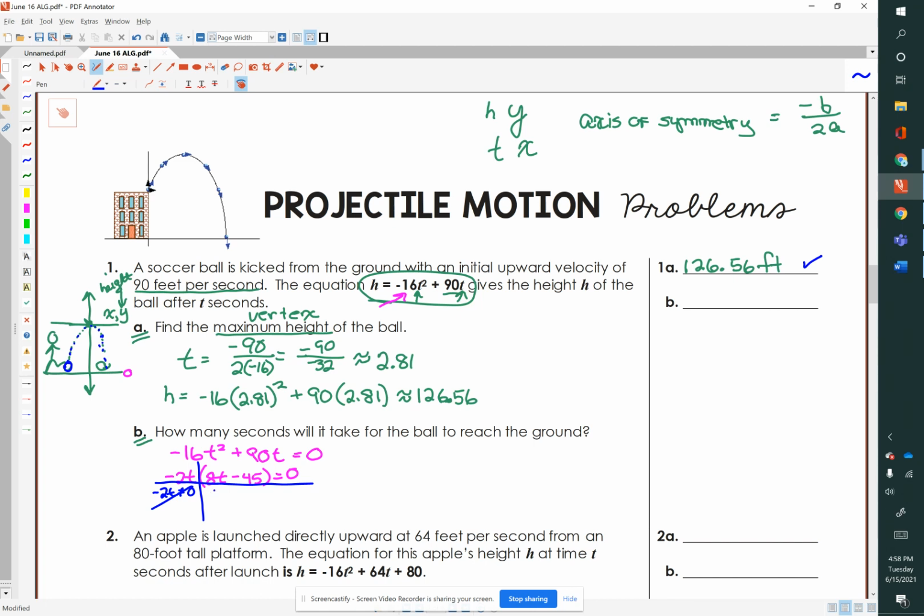But let's set 8t minus 45 equal to 0. And when we evaluate that, t will be equal to 5.625. And this is after t seconds. So the ball will hit the ground in 5.625 seconds.